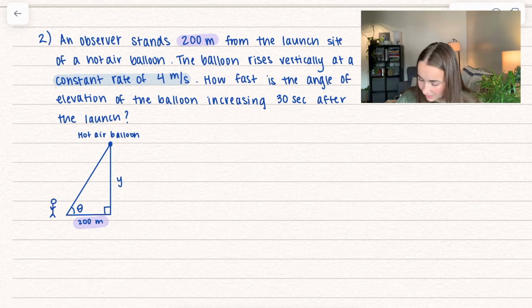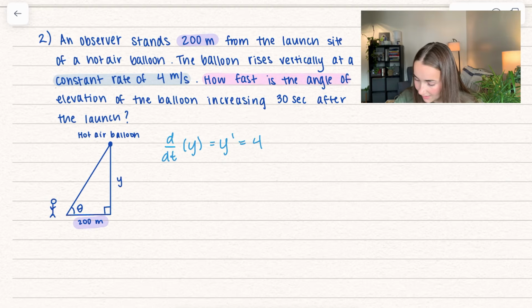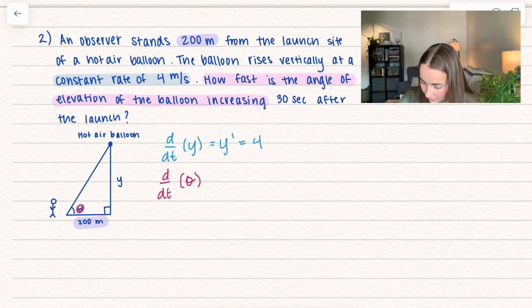And so that means my derivative of y, or d/dt of y, which is equal to y prime, is going to be 4. Now we want to find how fast the angle of elevation is increasing. And so what this is talking about is this value of theta right here. So we want to go ahead and find the derivative of theta, or we can write theta prime, and that is what we want to find.